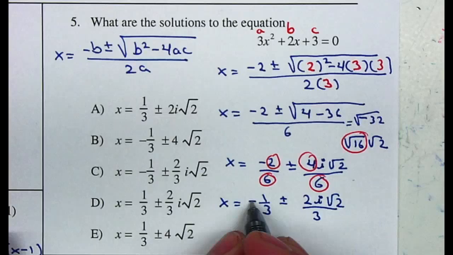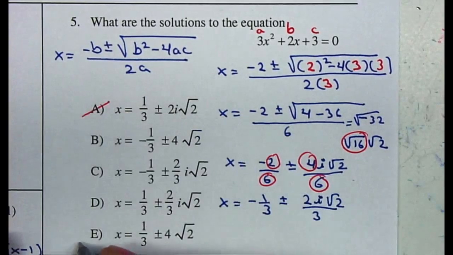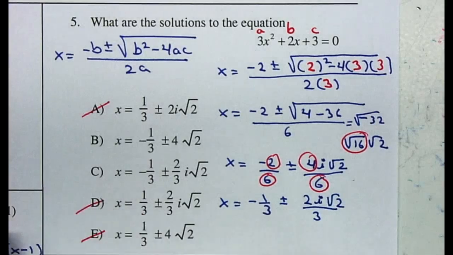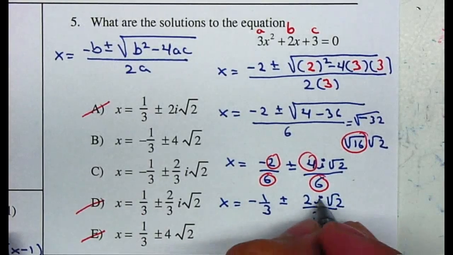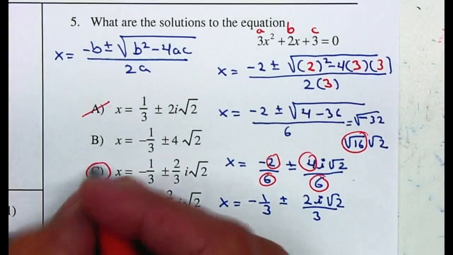So therefore my first number should be negative. So I know that A and E and D are gone. And it should have an i. And the answer will be letter C.